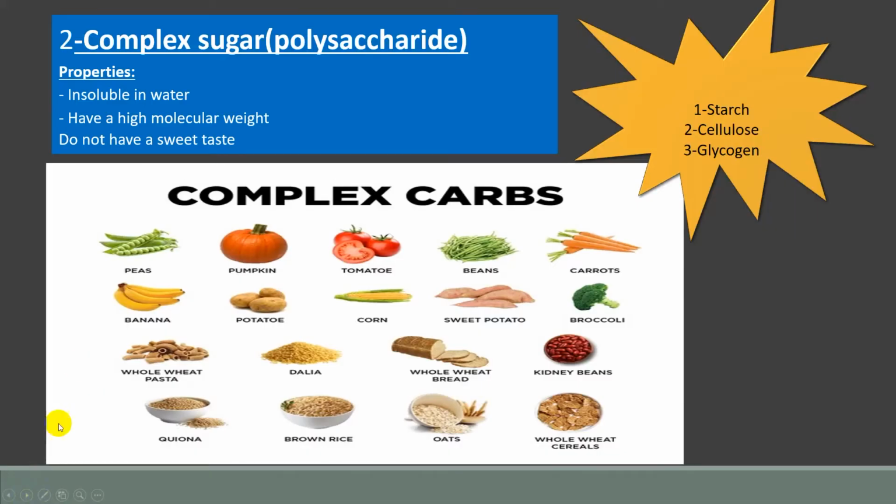Okay. We said that the complex sugar is the polysaccharide, and we differentiate between complex sugar and simple sugar. The complex sugars, the polysaccharides, such as starch, cellulose, and glycogen, are considered complex sugars. Why? Because they are insoluble in water, they don't dissolve in water, they have a high molecular weight, and they don't have a sweet taste. Let's go to another slide.